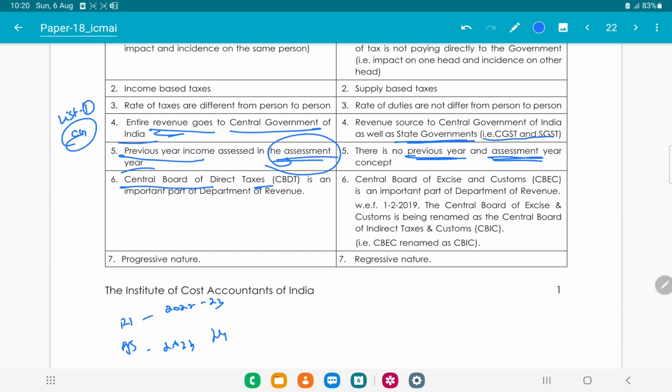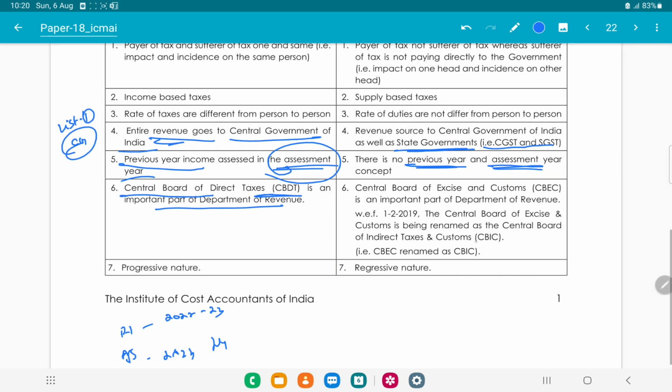Here the body which collects is CBDT, which is an important part of Department of Revenue. CBDT is the one who decides, which fixes the law. Here it is CBIC. First it was CBEC, that is Central Board of Excise and Customs. Later it has been renamed to Central Board of Indirect Tax and Customs, from CBEC to CBIC.